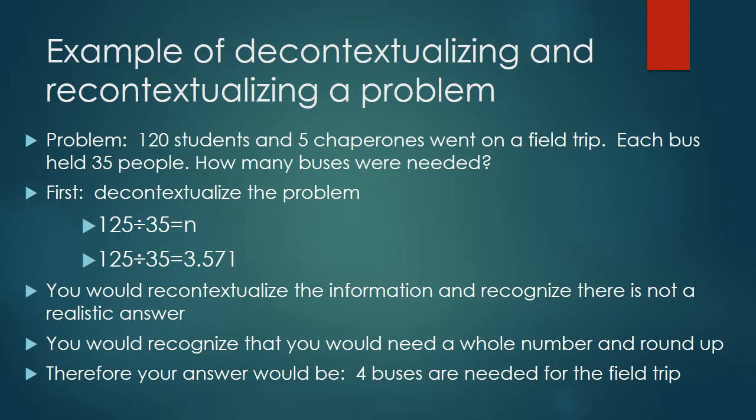This is the point where you would explain to them how to recontextualize the information and explain to them that this answer is not realistic. You can't take 3.571 buses on a field trip. You'd have to help them recognize that you'd need a whole number, and this would cause you to round up to your nearest whole number. Therefore, your answer would be you need 4 buses for this field trip.